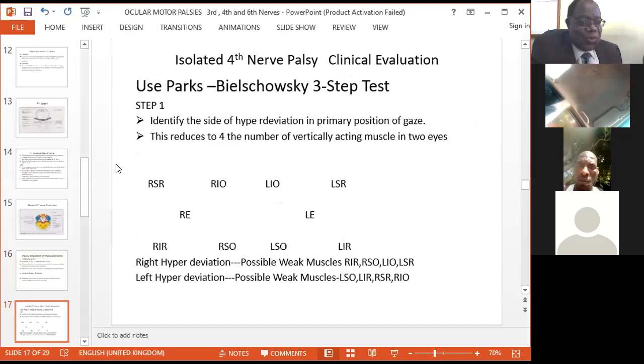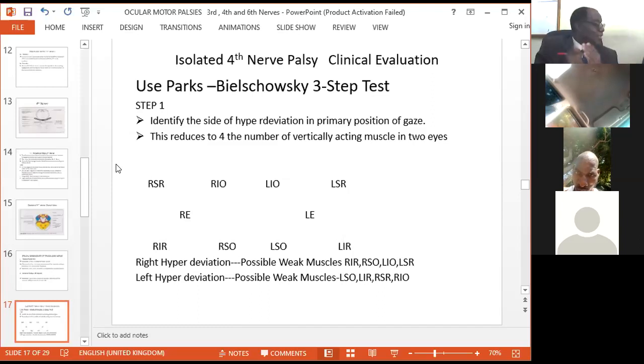You use what is called the Parks-Bielschowsky three-step test to test the fourth nerve. Clinical evaluation. You use this method, Parks-Bielschowsky three-step. In other words, there are three steps. Step one, identify the side of hyperdeviation in primary position.